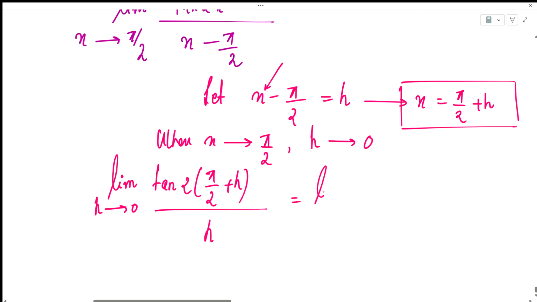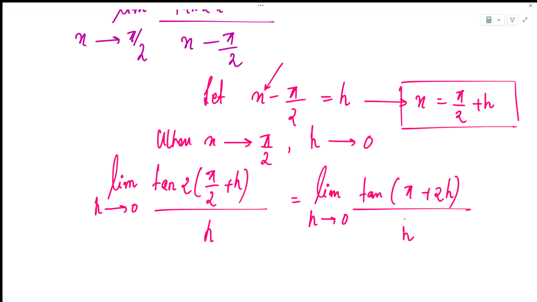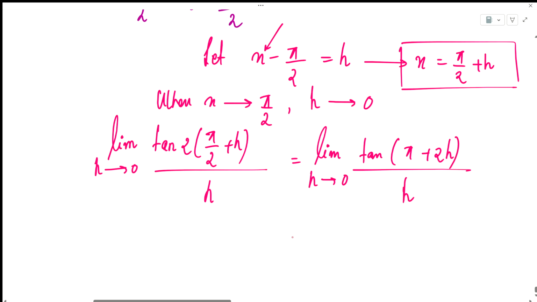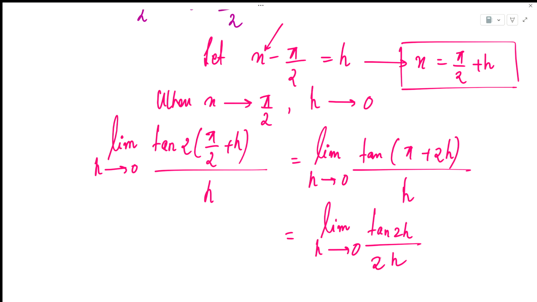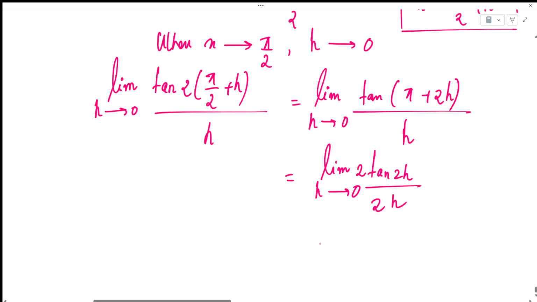So this will give me limit h tends to 0, tan of, if we distribute the 2 inside, we will have pi plus 2h. On the bottom I have h. Now you would know that tan of pi plus theta is tan theta. So this is limit h tends to 0, tan of 2h upon h. Now you multiply 2 on the top and bottom. So this will be 2 into 1, 2. Alright.